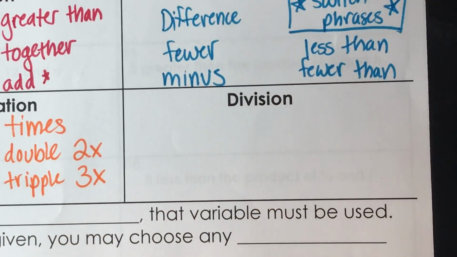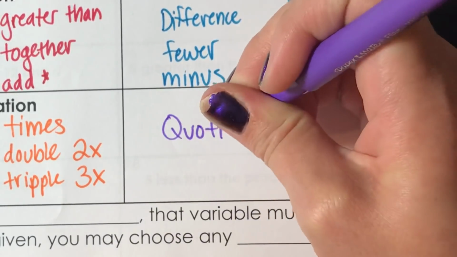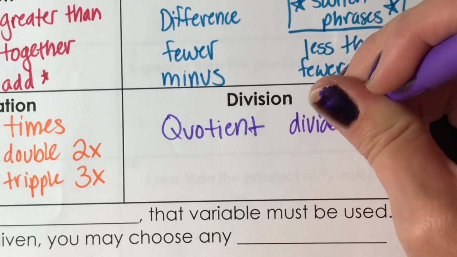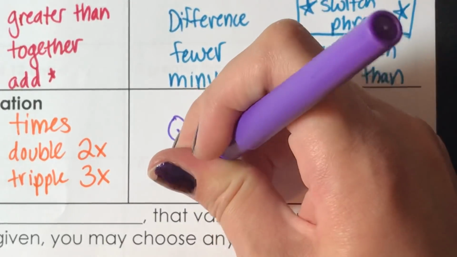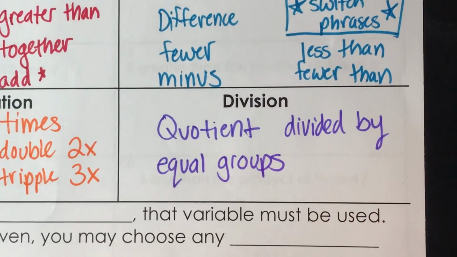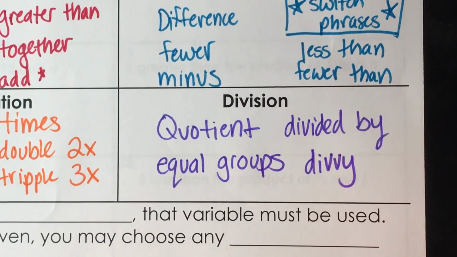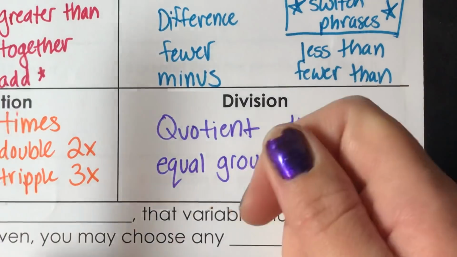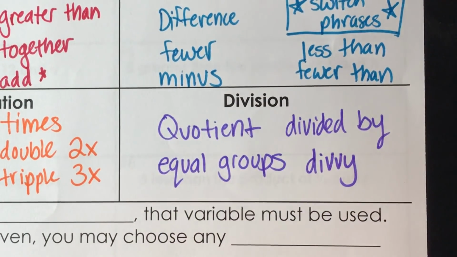And now division, the keywords for that would include quotient, divided by, equal groups. Another one that you don't hear very often, but you will see it, is to divvy. To divvy something up means to divide it. Like if Miss Madera divvies up candy in her room, she's giving it out to different groups, equal groups of people.